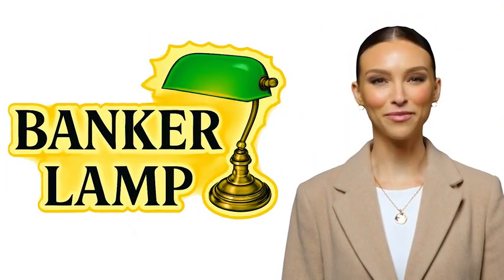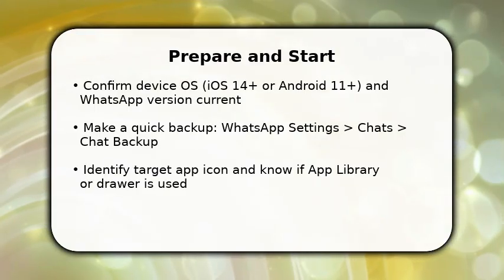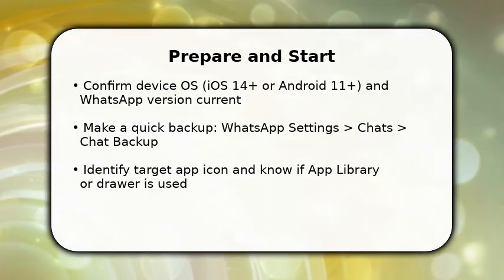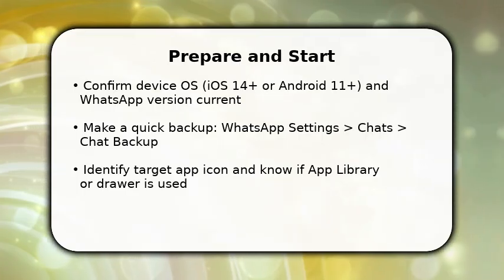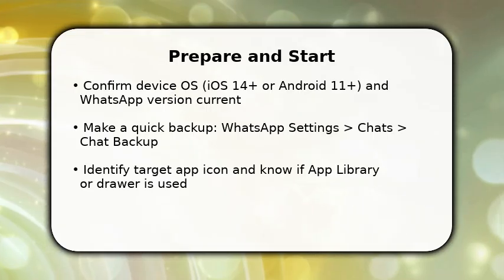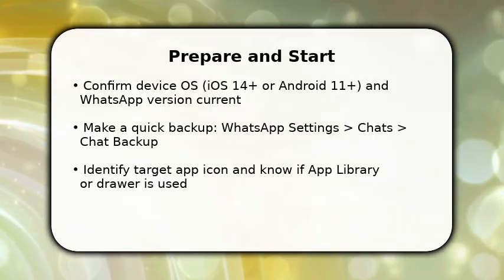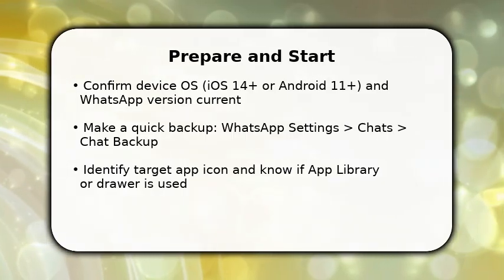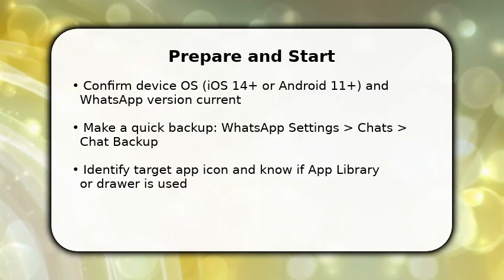Please enjoy the video. You start by checking prerequisites. Your phone OS and WhatsApp are up to date, and you've made a brief chat backup so nothing is lost. Once done, locate the WhatsApp icon and observe whether your device uses an app library or an app drawer. You'll act on app visibility, not app deletion. Make sure you have screen unlock available and permission to alter home screens.